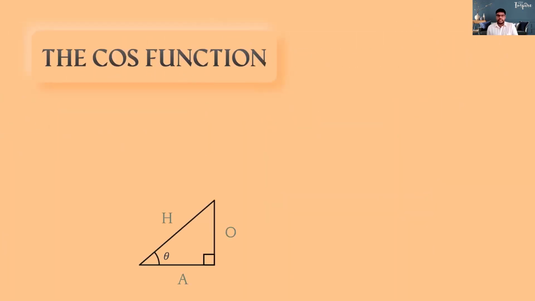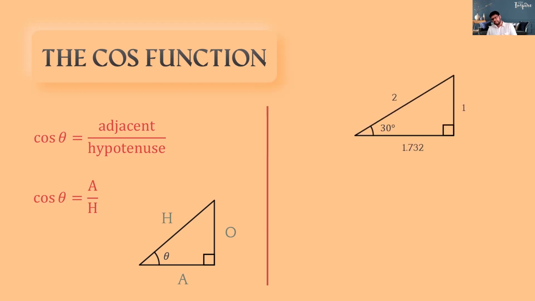Again, I take the same triangle. This time, remember, cos theta gives you the length of the adjacent side divided by the hypotenuse. Adjacent divided by hypotenuse. I can write this in short as A over H, adjacent over hypotenuse. Earlier we took sine theta. This time, let's take cos theta. Cos theta is adjacent over hypotenuse. The adjacent is 1.732 and the hypotenuse is 2.